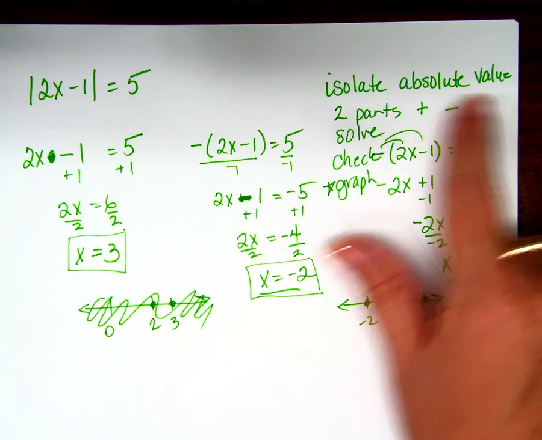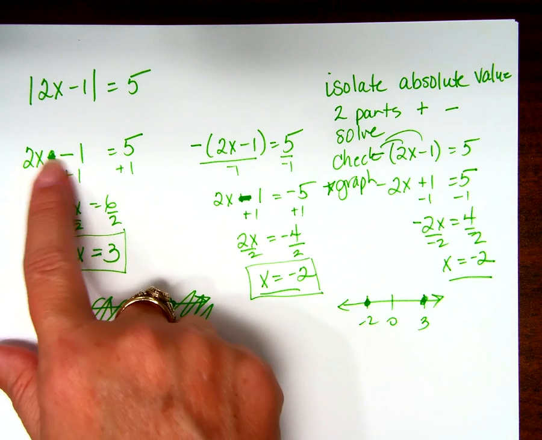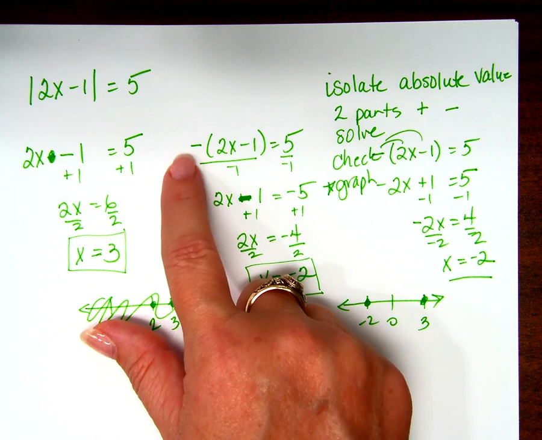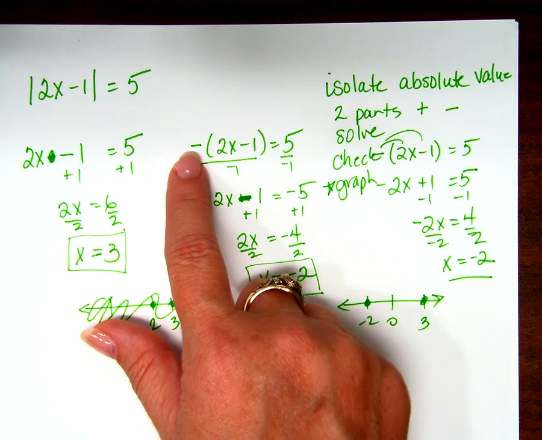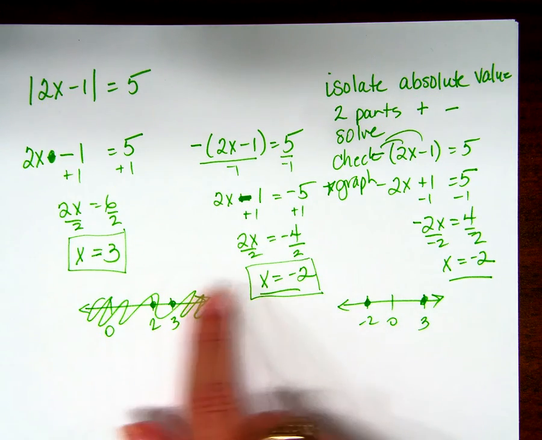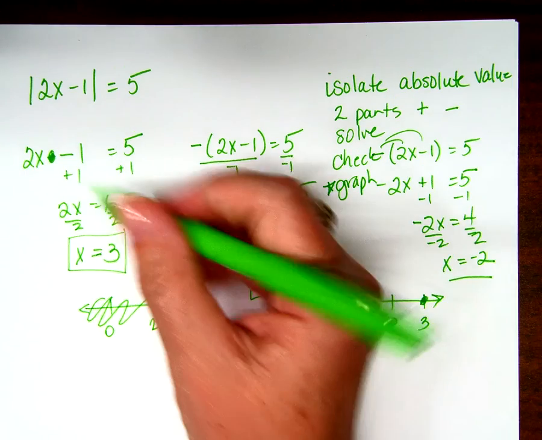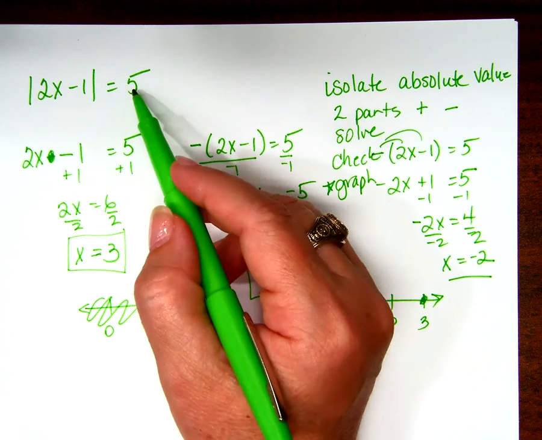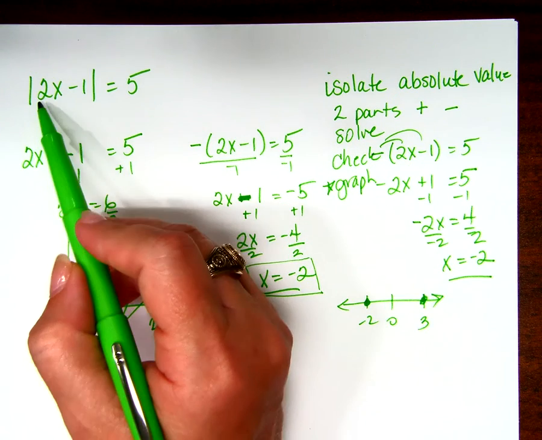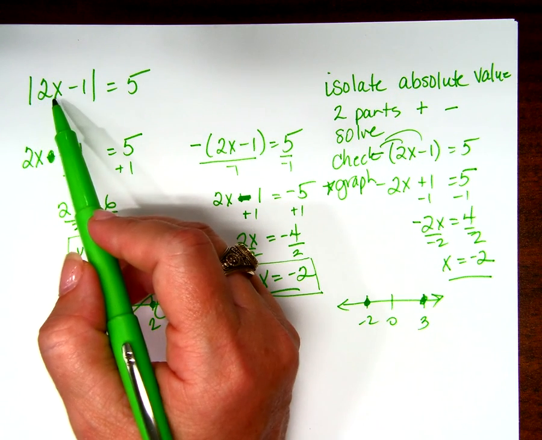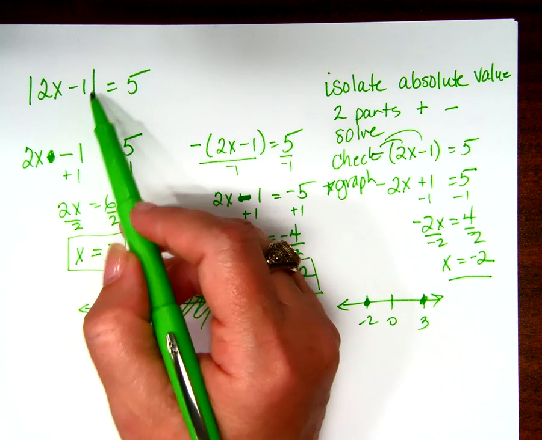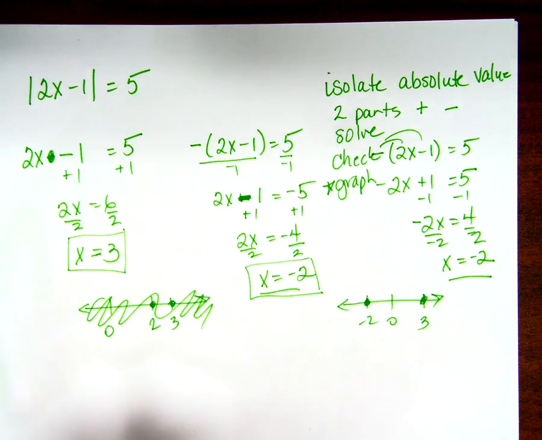So after we isolate it, we write it into two parts: whatever's inside being exactly what it was, and whatever's inside the opposite of what it was. We solve each one of those. We check each one of those. 2 times 3 is 6, minus 1 is 5. The absolute value of 5 is 5. 2 times negative 2 is negative 4. Negative 4 minus 1 is negative 5. But the absolute value of negative 5 is equal to 5.